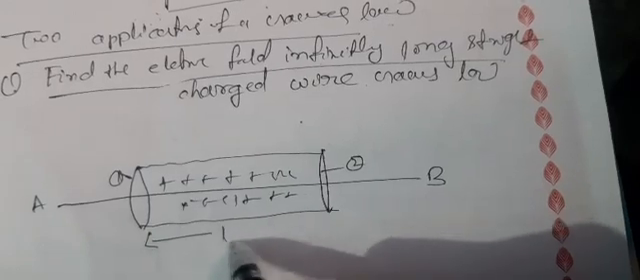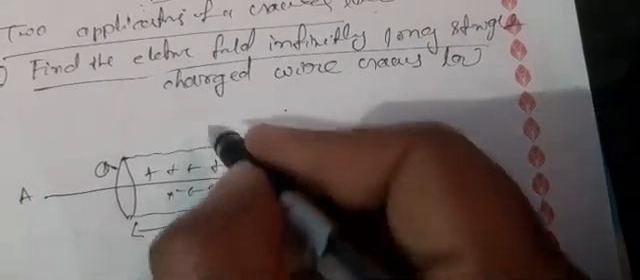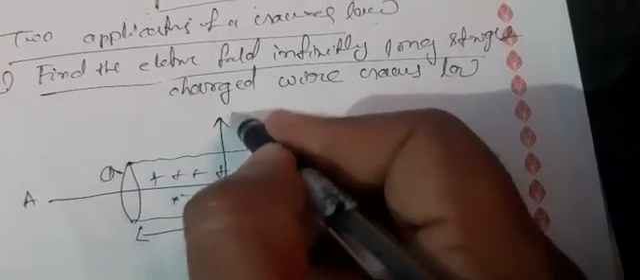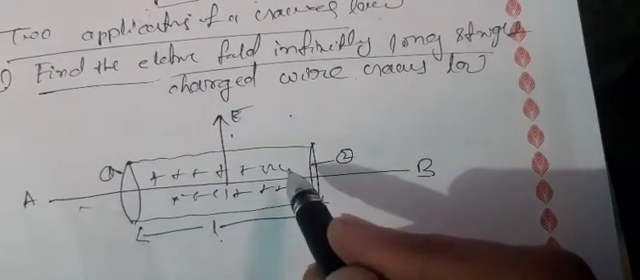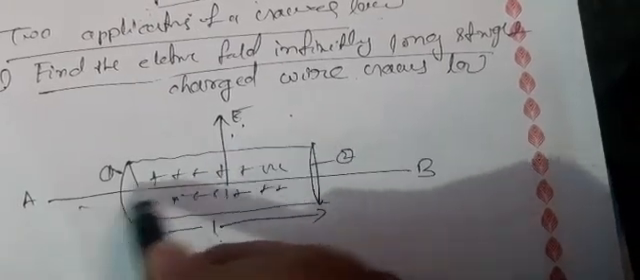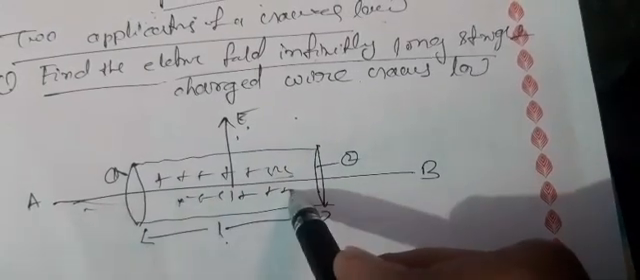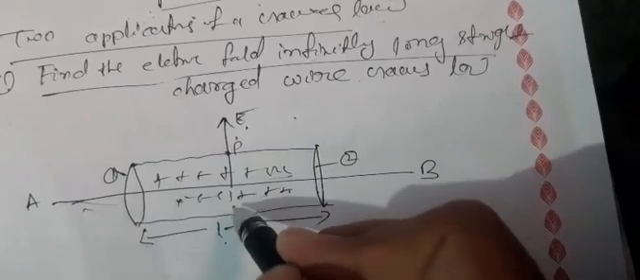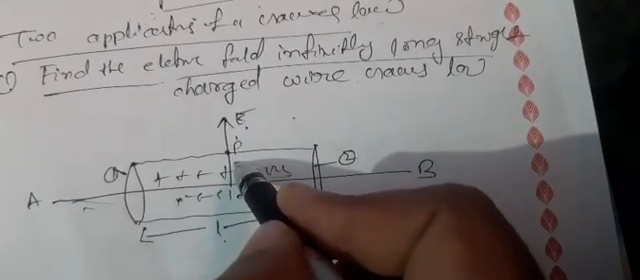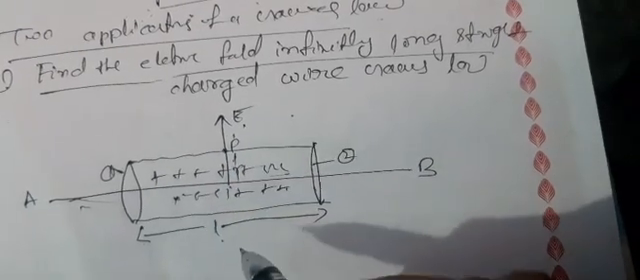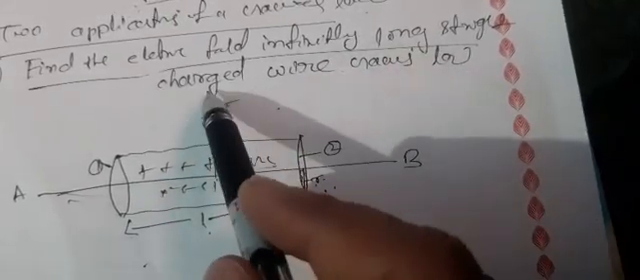It consists of a number of positive charges. The length of the Gaussian cylinder is taken as small l. Draw the electric field line. The electric field line E is perpendicular to the infinitely long straight wire. P is a point, and the distance between this point P and the wire is taken as small r. The radius of the cylinder is small r. That is the explanation and diagram of an infinitely long charged wire.